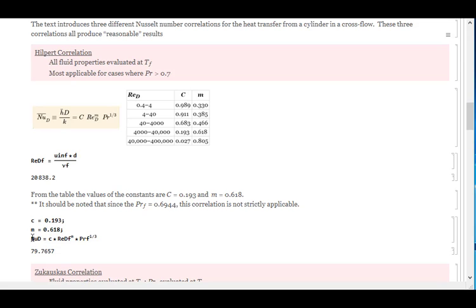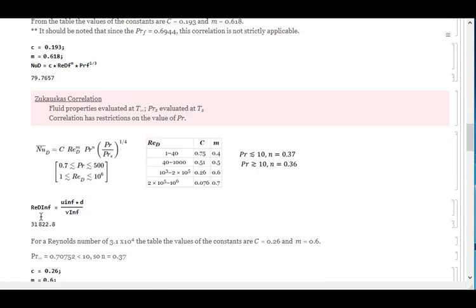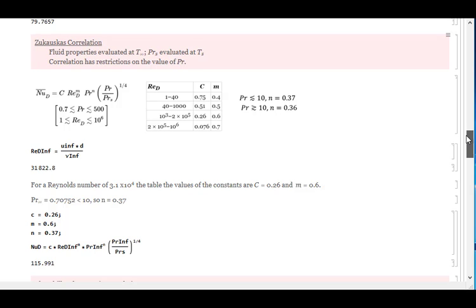So in the textbook, this is NU bar subscript D. I don't have a way of putting the bars on here, so this is the average Nusselt number with respect to the diameter, so it's being used for a cylinder, and we wind up with a value of 79, call it 79.8. So now the next correlation is the Zukowski correlation, and this one is a little bit more fussy, shall we say.